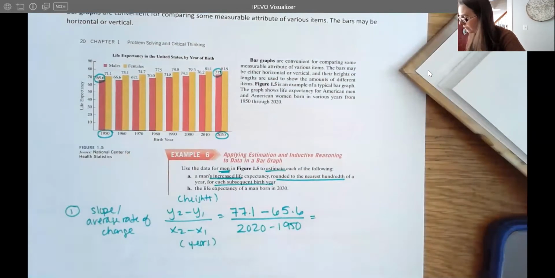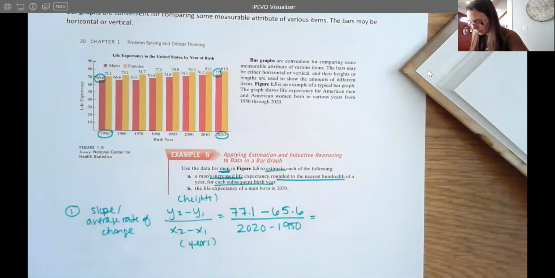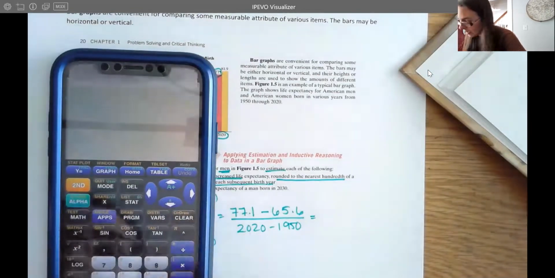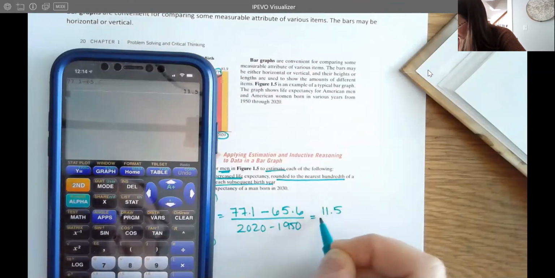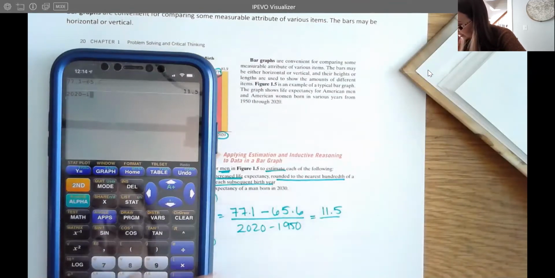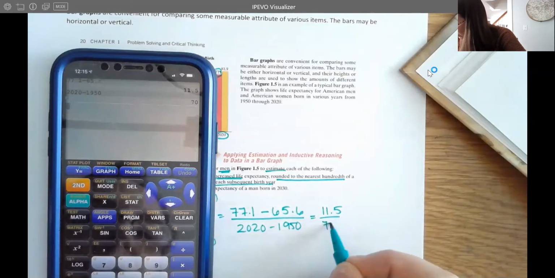So we're going to use a calculator. Let me take my calculator out. All right, so I have 77.1 minus 65.6, which is 11.5, and then I have 2020 minus 1950, which is 70.